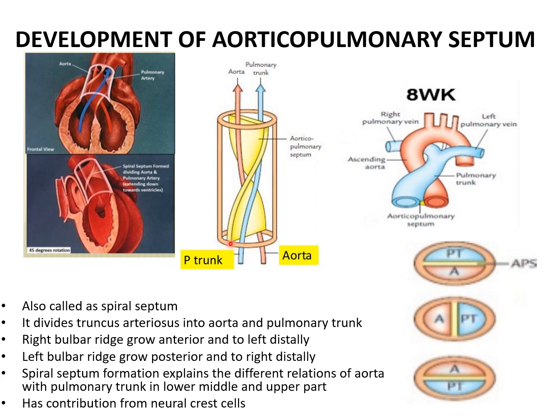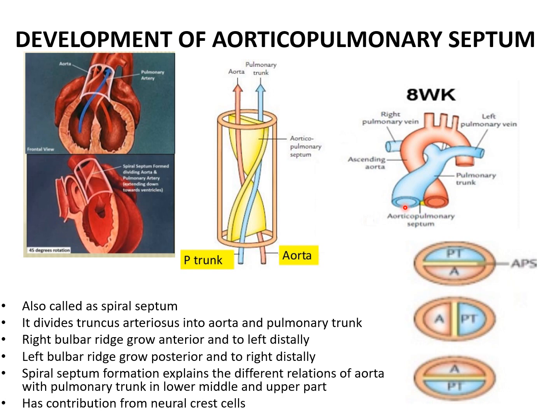And this actually starts as right and left bulbar ridges, continuing into the conus part also as those right and left bulbar ridges. Later on, the right bulbar ridge goes first anteriorly and to the left, while the left bulbar ridge first goes posteriorly and then comes to lie on the right side. So this septation leads to different movements of the aorta and the pulmonary trunk, which explains the relation of the aorta and pulmonary trunk in adults also.